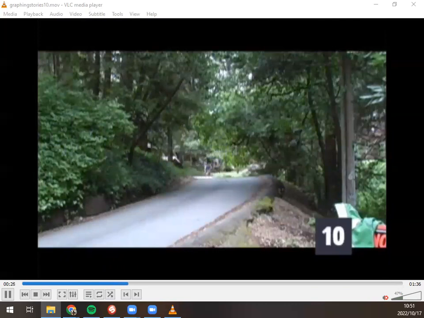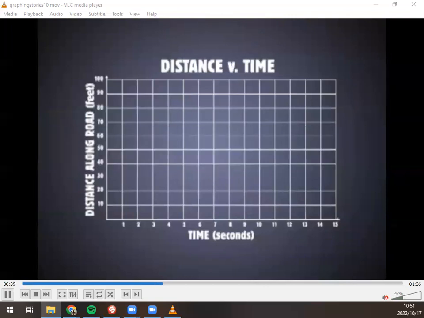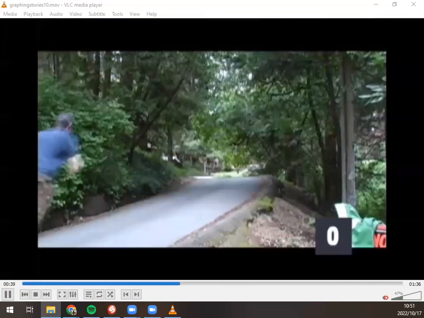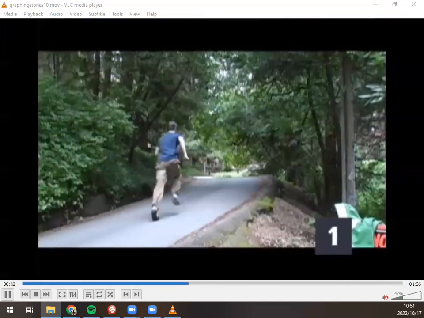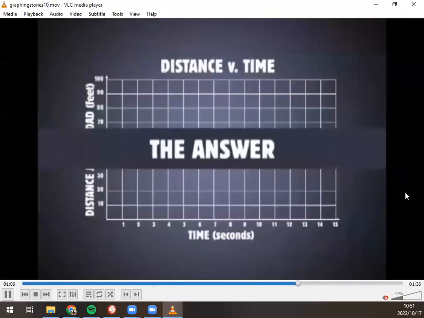So what do we think that graph is going to look like? Let's predict it. As time is passing, his distance is also going up. It's going to go up, right? The distance is going to increase. Okay, let's take a look at what this graph looks like.